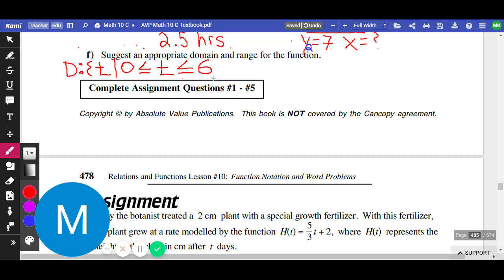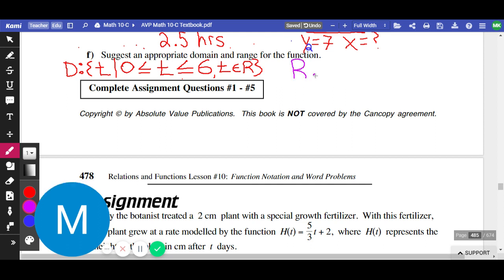We also tag on there, time is an element of the reals. That means it could be any real number in between 0 and 6. It could be decimals, which is true, right? Time doesn't just go from 1 hour to 6 hours. There's decimals in there.